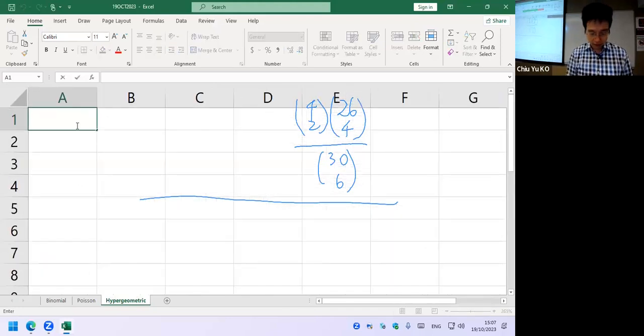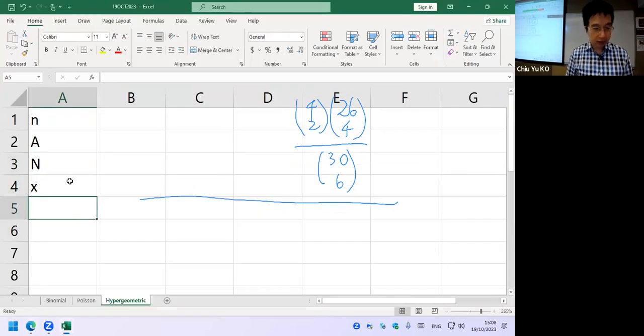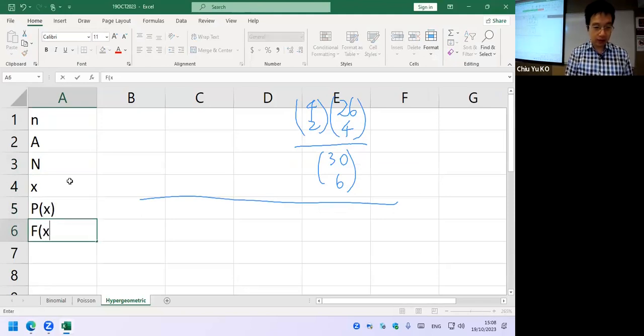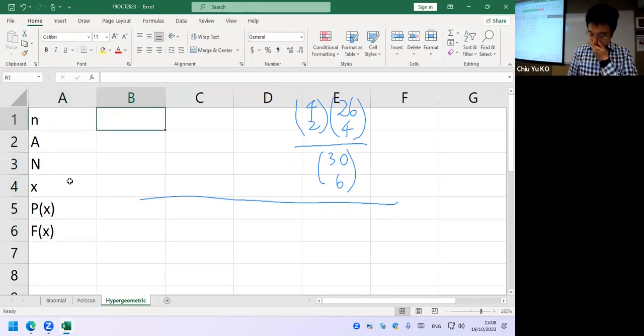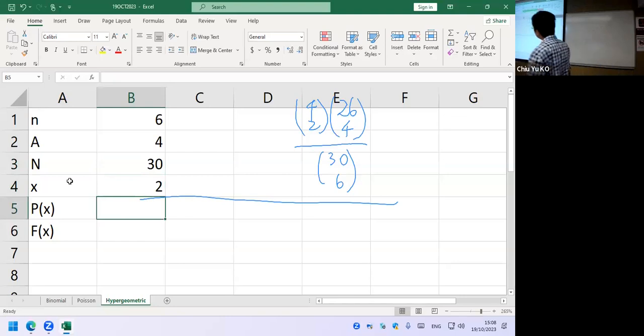Okay. We have N, and NAN, I guess. NAN, yes. NAN X, okay. And we want the P of X and F of X, right? And we take 6 items here, right? And overall we have 30 items, out of which 4 are considered defective. And we want to calculate for 2. So that is the question, right? You still remember how we input this number, exactly the same as the slides.